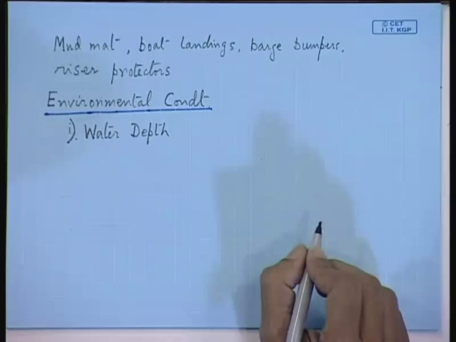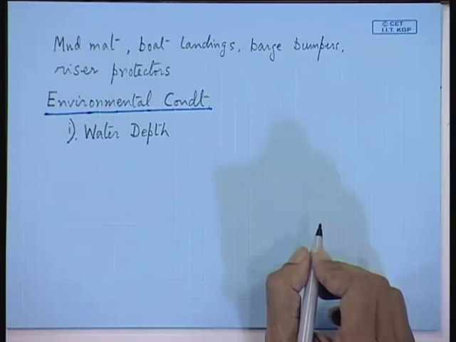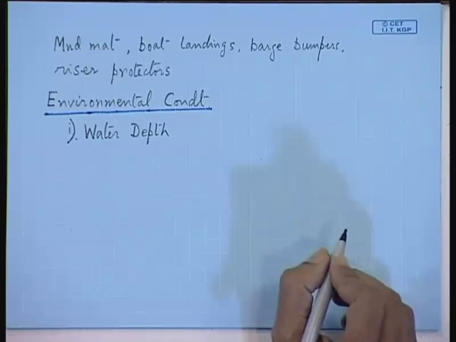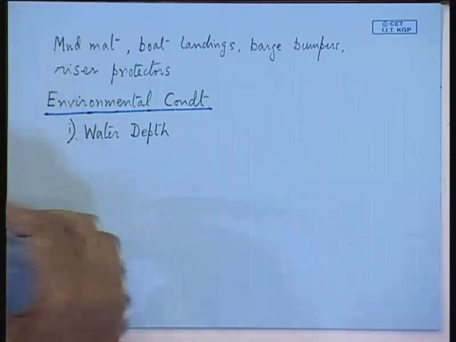So, water depth is the major criterion which defines the size of the platform. Obviously, the platform size will increase with increase in water depth, isn't it? Now, you cannot increase the platform size longitudinally. If you increase along the length or along the height, you also have to increase along the width, because your overturning moment will be larger.